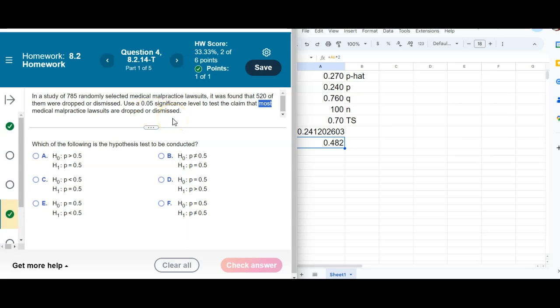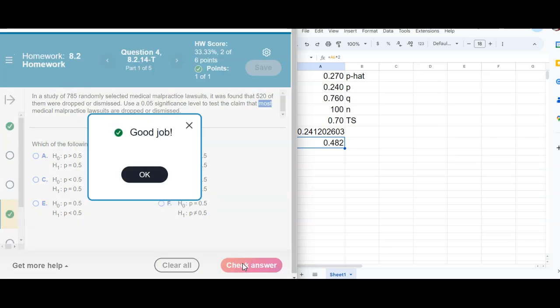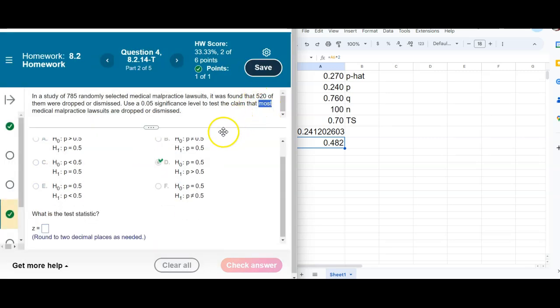Okay, so we have to understand here, most implies a direction. 50-50 would be neither above or below, neither fewer nor most dismissed. But because it specifically says most, that implies more than 50% is our alternate hypothesis. So if you look, that's option D down here: more than 50%, equal to 50%. Remember, equality goes in the null, and the alternate gets the direction, above or below, which is most in this case.